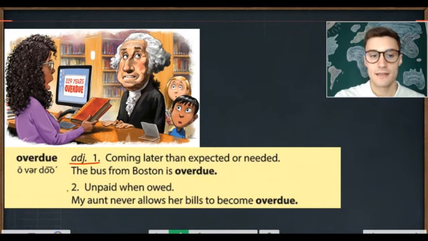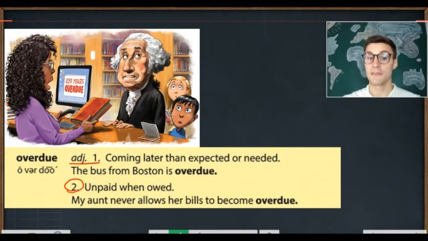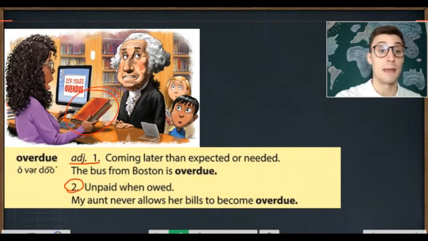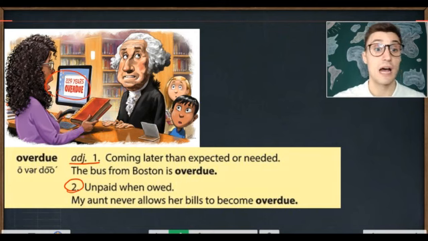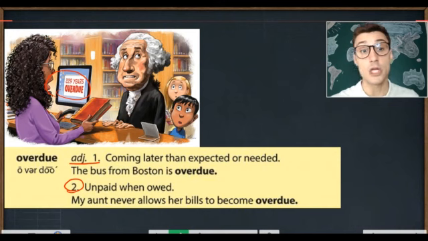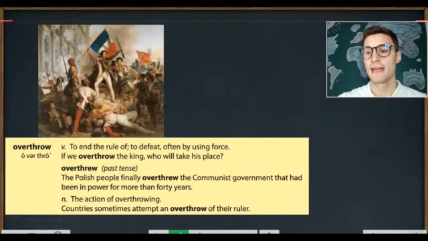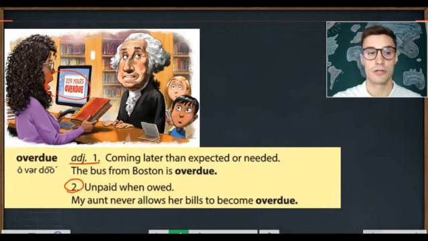The second adjective meaning for overdue, we use this word to describe something which is unpaid when owed. So a library book can be overdue. See, this book was 229 years overdue, unpaid. So you can have bills that are overdue. Your cell phone bill, your car bill, your house bill could be overdue.